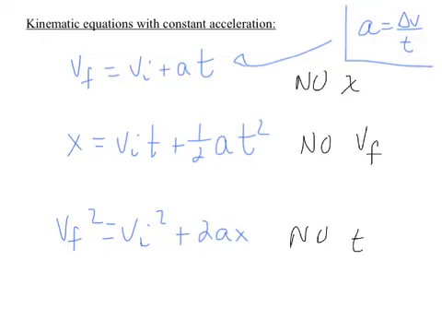So if you have almost every variable but displacement and you want to solve for something unknown, you may use this formula. If you know nothing about VF and it's not involved in the problem, you might use this one. If T is not involved anywhere in the problem, you would use this one.